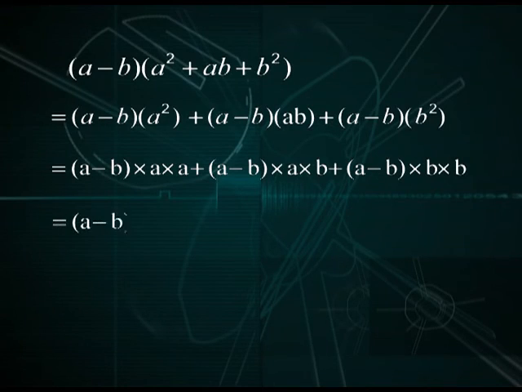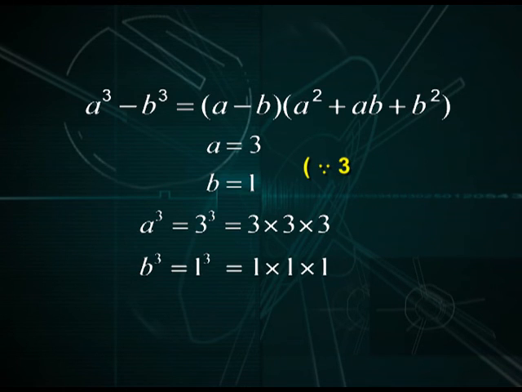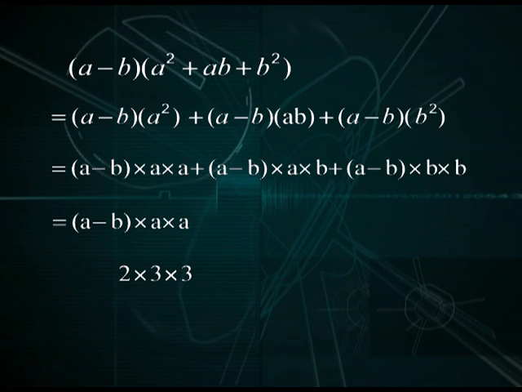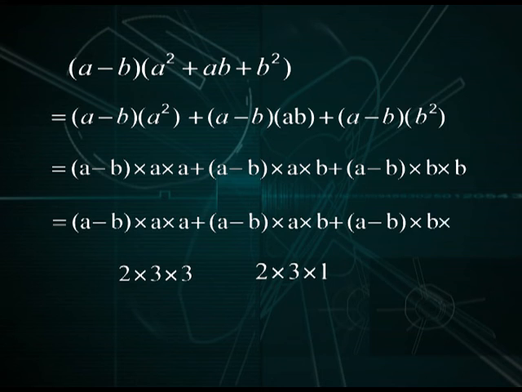(a minus b) into a into a, that is 2 into 3 into 3. a minus b is 3 minus 1 equal to 2. That is why we have taken a cuboid of dimension 2 into 3 into 3. The second part is (a minus b) into a into b. That means we have to make a cuboid of dimension 2 into 3 into 1. The third part of the right hand side is (a minus b) into b into b. That means we have to make a cuboid of dimension 2 into 1 into 1.